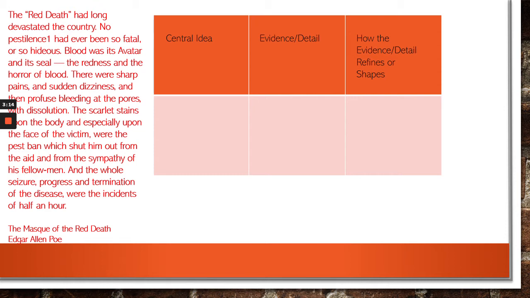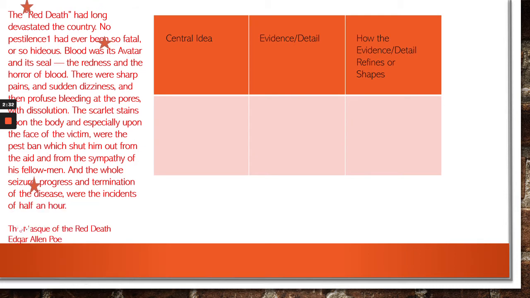So let's get started. When I read the very first sentence, it says the Red Death had long devastated the country. And it almost sounds like the central idea is right there in that first sentence. Now we know that that doesn't always happen, but in order to make sure, we want to continue to read the text and see if there's anything about the Red Death that is recurring. And so I have a pronoun here that is referring directly to that Red Death again. And it says blood was its avatar. And then all the way down at the bottom, I see that they're referring to the Red Death, which was a disease, again, right here. And so I know that this section is about the Red Death.